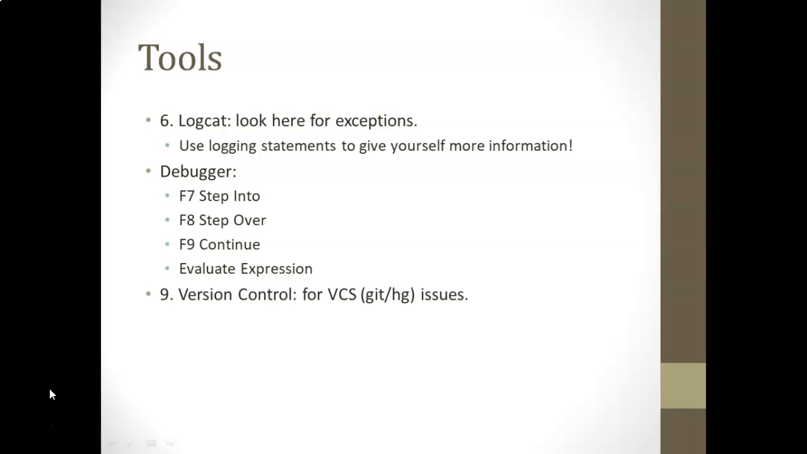One more I'll mention for completeness is the number 9 version control window. Now, I cover this in a separate video, so I'm not going to cover it here, but that's really handy for working through any version control issues like merging or branching or anything else like that that you might experience with Git, GitHub, Mercurial, or anything of that nature.